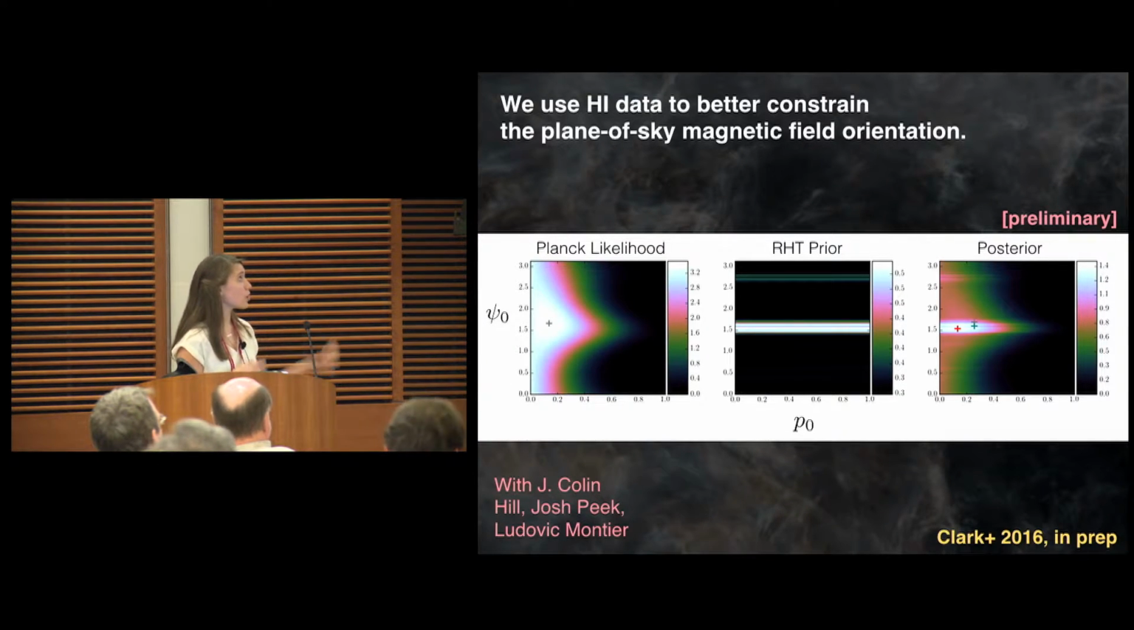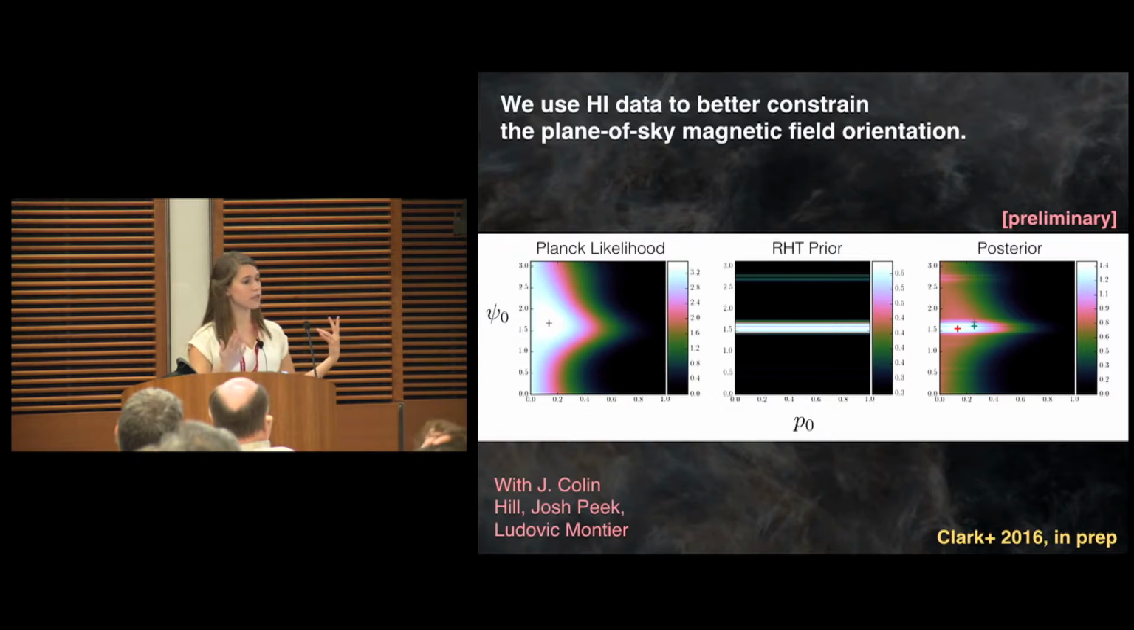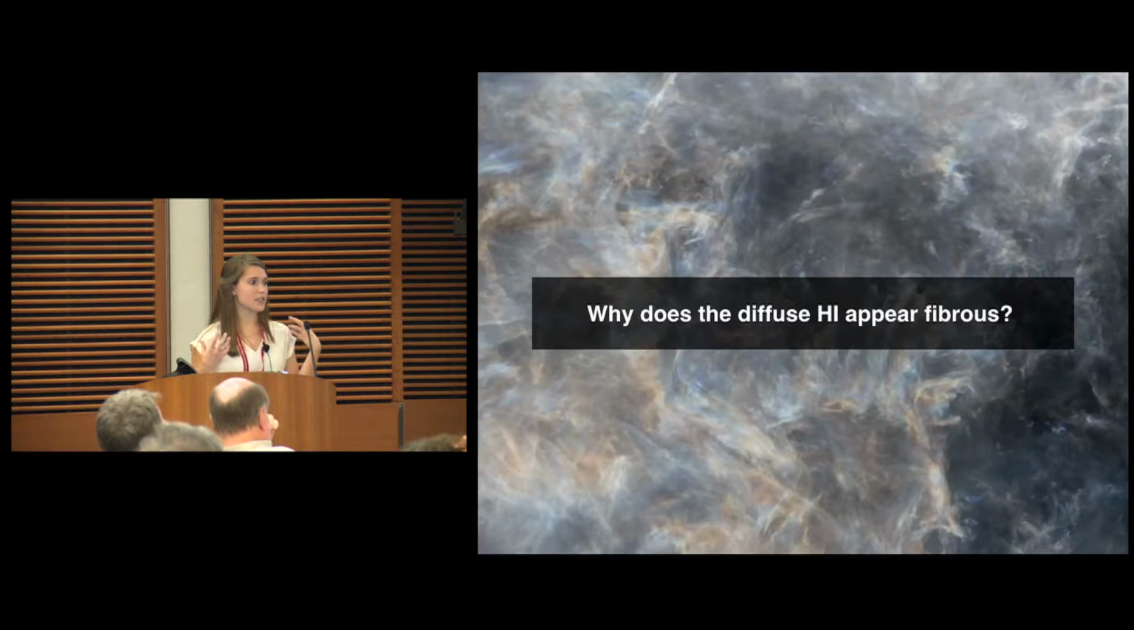So here I'm showing you some preliminary work where we're using the orientation of H1 as a prior on the orientation of the plane of sky magnetic field angle. And we can potentially create these higher fidelity maps of the magnetized foreground. So stay tuned for that. So this alignment between H1 fibers and the magnetic field is something that was, at least with this level of precision and quantification, previously unknown. And we're using the empirical result to facilitate some very cool science.